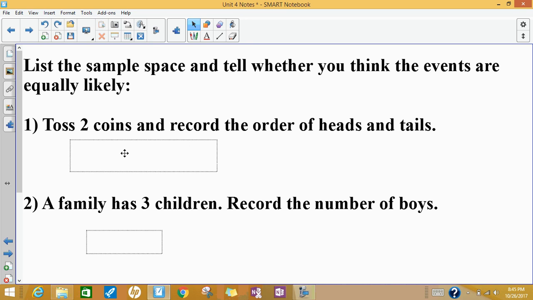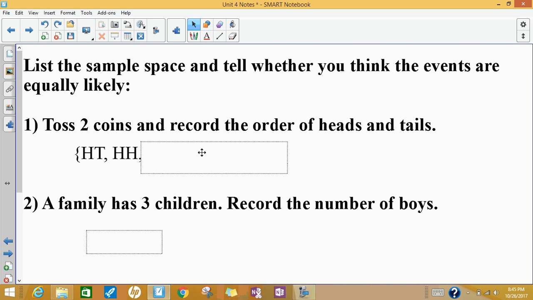So let me do a couple examples of finding the sample space for an event. So for tossing two coins, and then we record heads and tails. So we could get a heads and then a tails. We could get a head and then a heads. We could get a tails then a heads, or we could get a tails then a tails. So there are only 4 ways to flip two coins and record what happens. I'll put them in brackets because this is a set of possible outcomes. This is the sample space for tossing two coins, recording if it lands heads or tails.